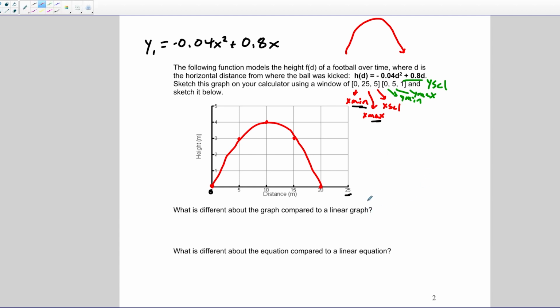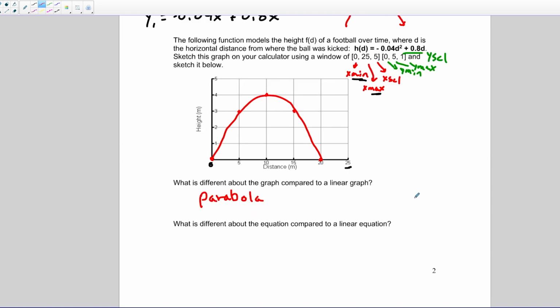So what's so different about this type of graph compared to a linear graph? Well, it makes a shape. This U shape here is what we call a parabola. And really what's so different about this equation compared to a linear equation is we can see that here we have a squared. So anytime we see some sort of square in the equation, we really have a degree of 2. And since it's a degree of 2, we call this a quadratic function.